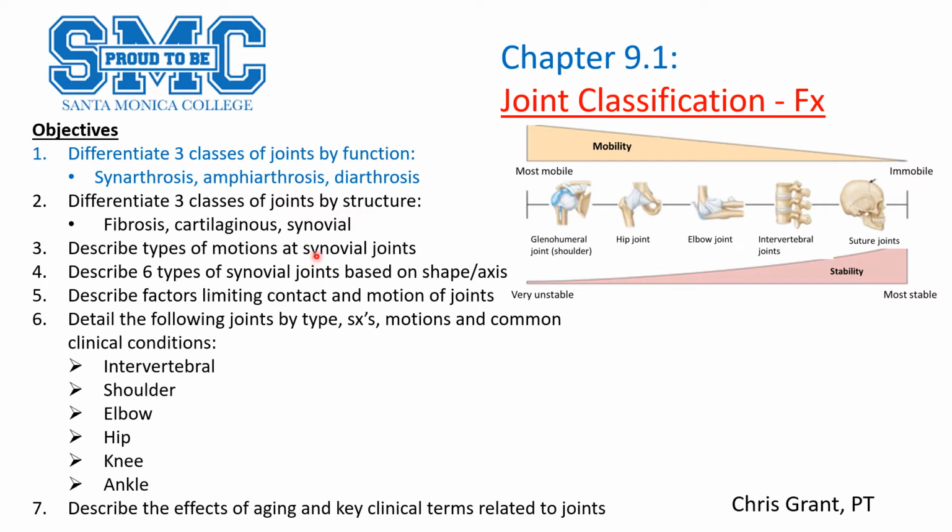Then we're going to drill down and look specifically at synovial joints, look at their different shapes and how those shapes and the axis of those joints provide for their movement. Then we'll look at specific movements, which you actually probably learned many of on the first day of class. And then we're going to go through some of the most typical joints. We'll look at the intervertebral, shoulder, elbow, hip, knee, and ankle joints, and make sure you understand how they're all constructed. And we'll wrap up with looking at aging, its effects on joints, and a few key clinical terms.